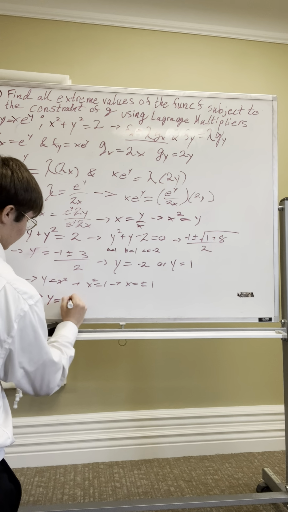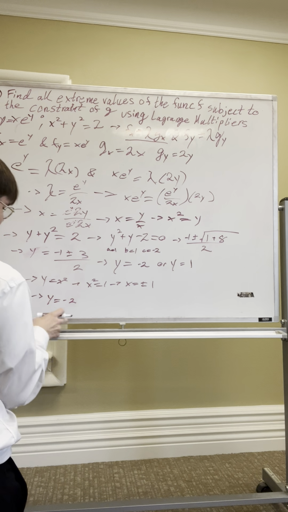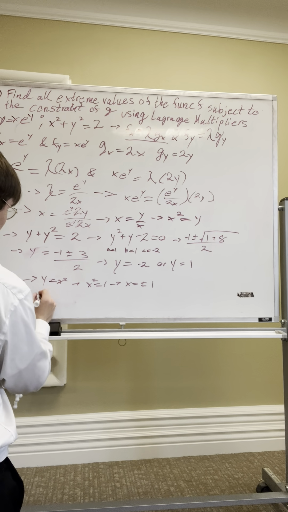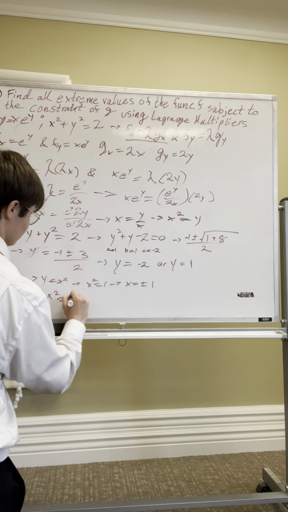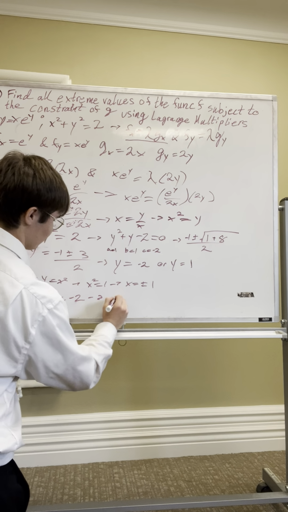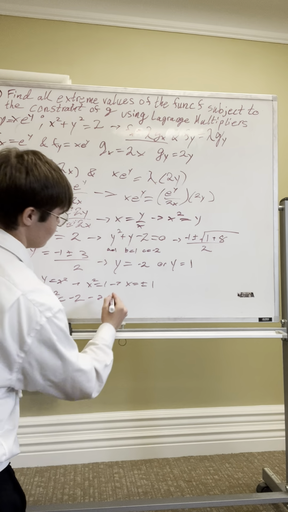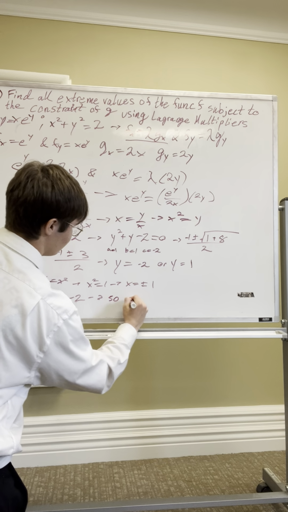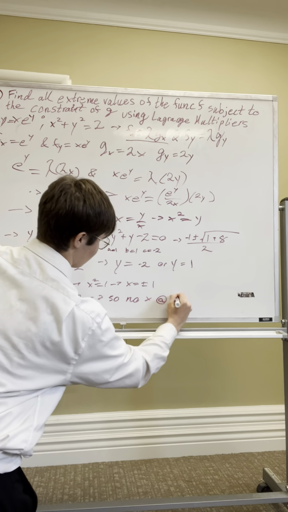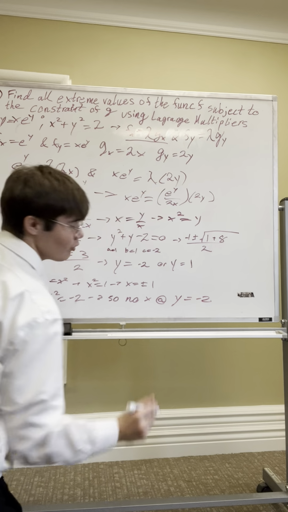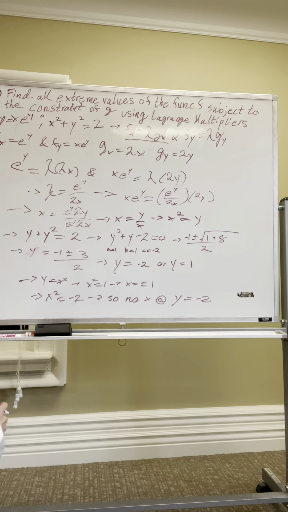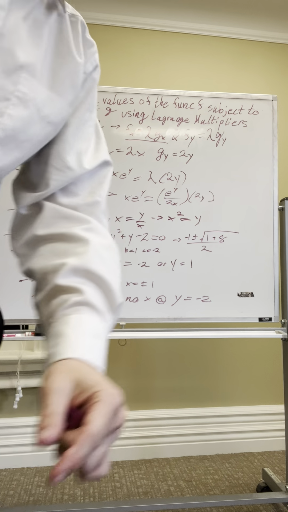Now y equals -2. So x squared equals -2. If you try to square root a negative, it won't work. So there is no x at y equals -2, or no critical points, right? That's essentially what it's saying there. I'm going to go ahead and erase this and move on.